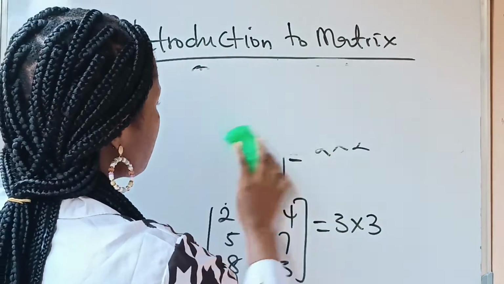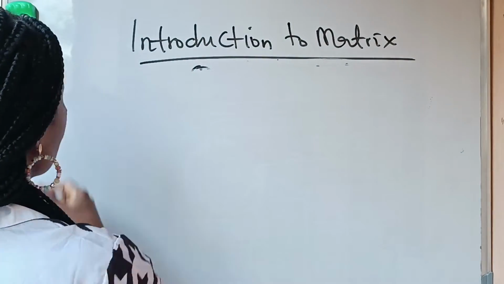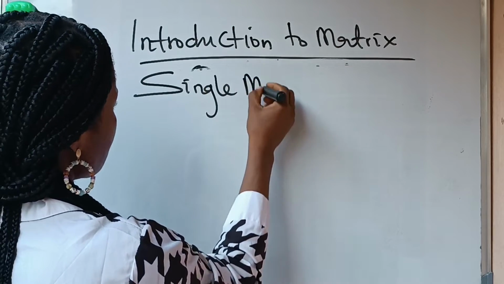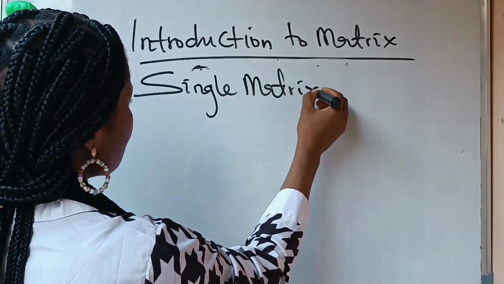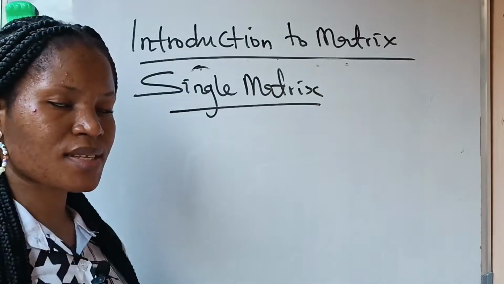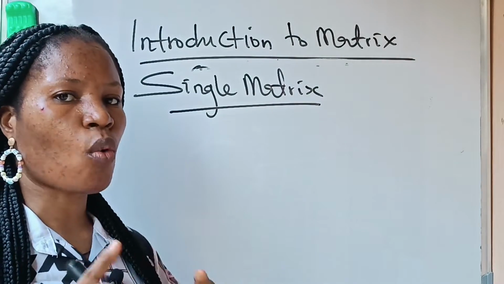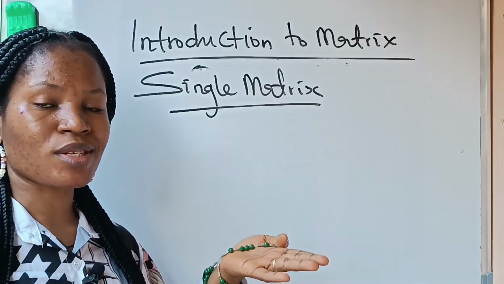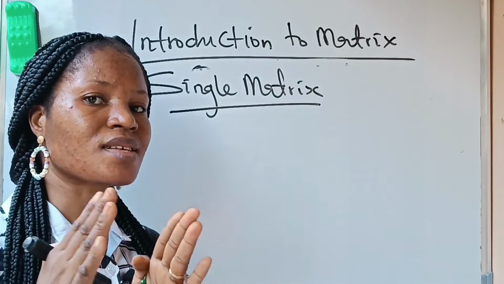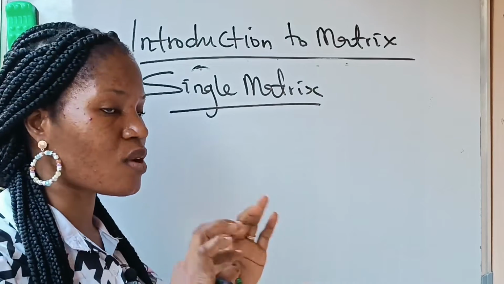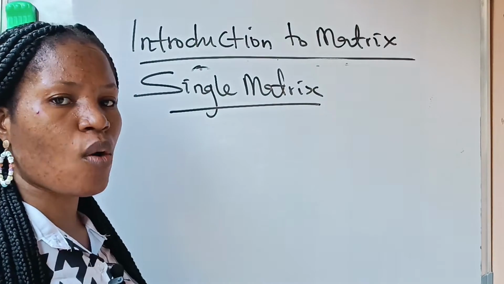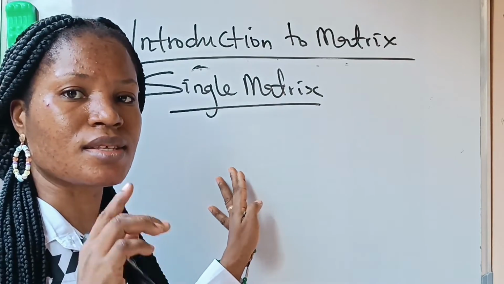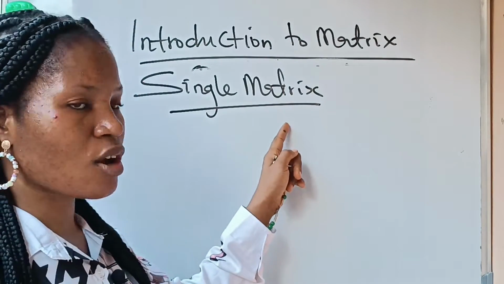Now, let's go over to what? A singular matrix. A singular matrix. Now, what is a singular matrix? A singular matrix is that matrix whose determinant is equal to 0. Now, do not worry. We will get to the determinant of a matrix, and we are going to teach it separately so that you will understand it. For now, I want you to follow me. When you say that the determinant of a matrix is 0, that means that matrix is a singular matrix.